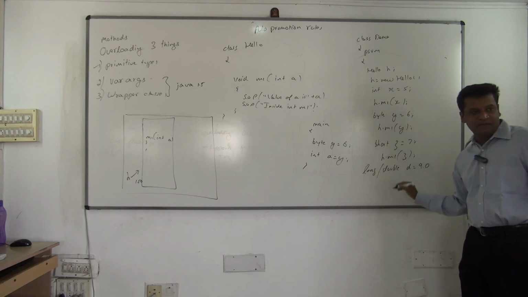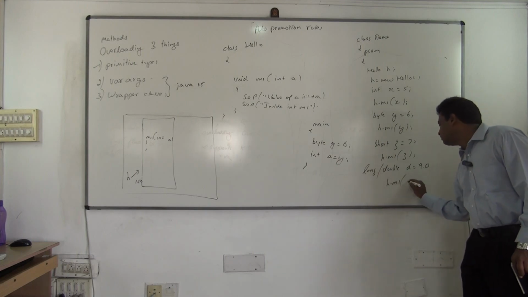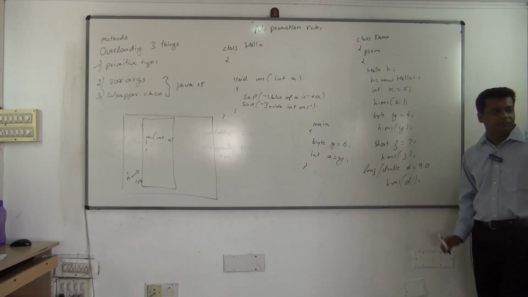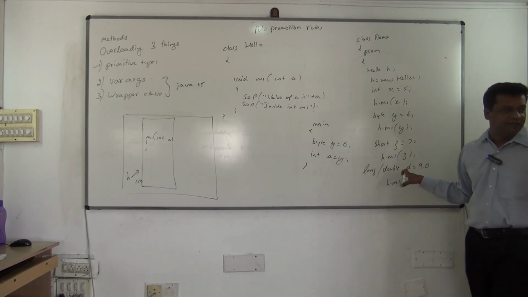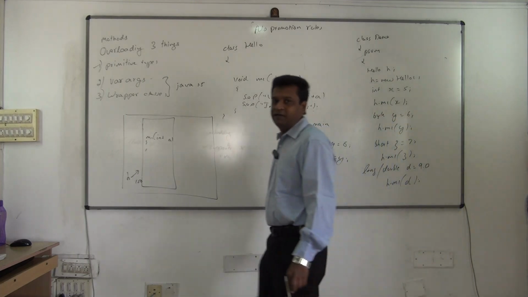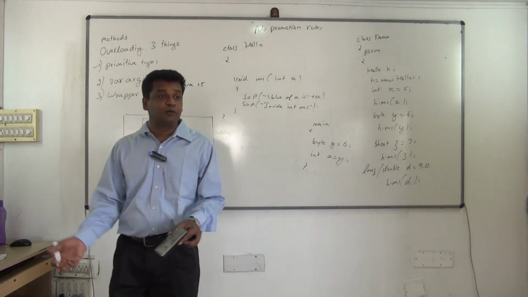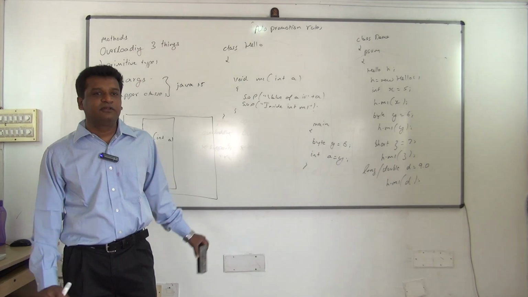Anyone. This is not possible. H.m1(d) is not possible. The reason is it's of type double. Don't write the syntax like this, sir. Write it properly. Understood? If I try to send it, I'll get an error because auto promotion fails. Are you clear with this?